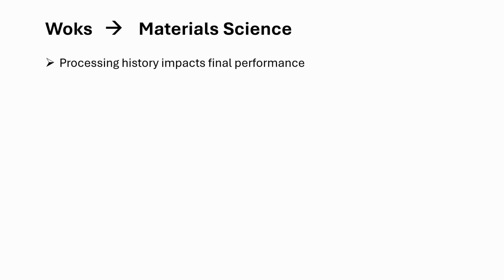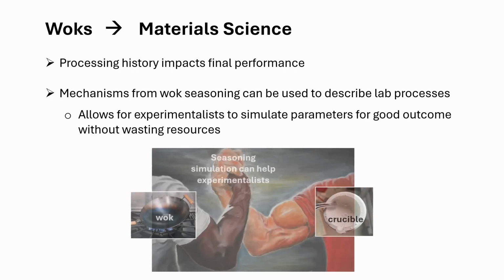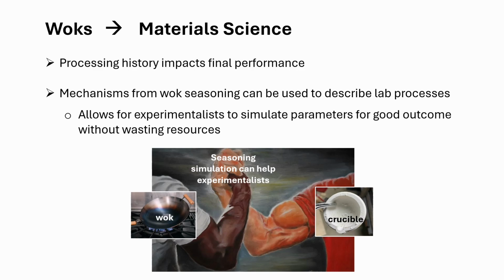It isn't just about woks. By using this simulation, we can also understand how processing history impacts final performance in all material science aspects. Additionally, the mechanisms from this wok seasoning can be used to describe lab processes, such as crucible seasoning, and this can allow experimentalists to really simulate the parameters that lead to a good outcome so that they don't have to.